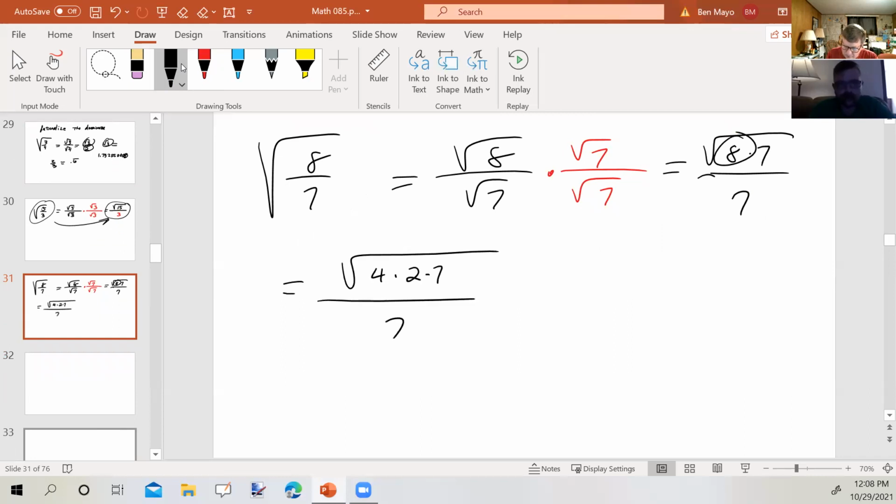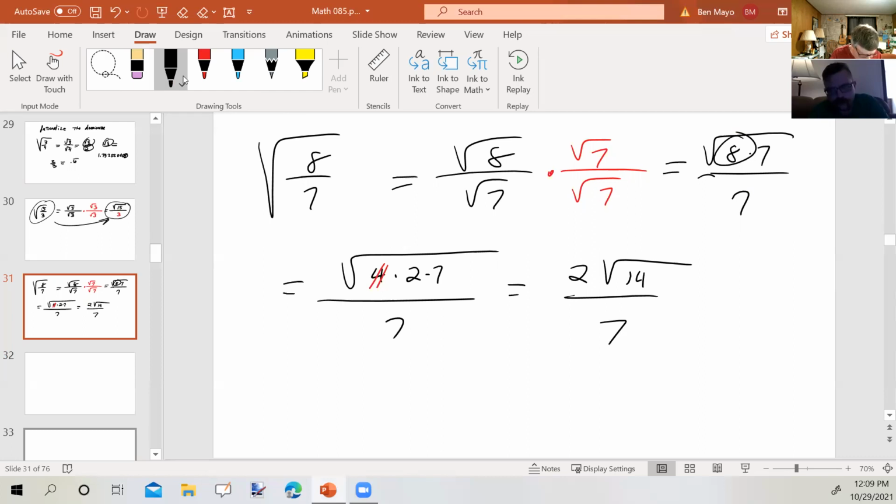8 is 4 times 2 times 7. The square root of 4 would be a 2 outside, and I've got 14 left inside. So not only did I rationalize the denominator, but I simplified as well. See what's going on there? Okay, I know, a lot of stuff.